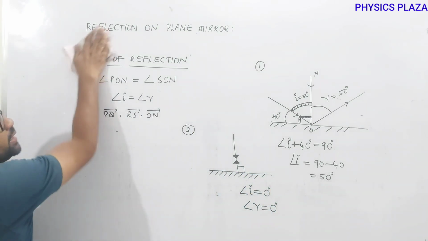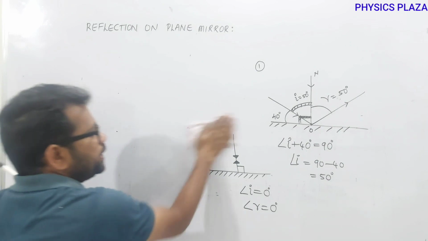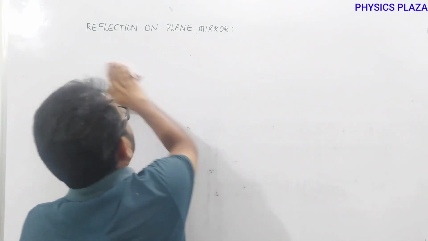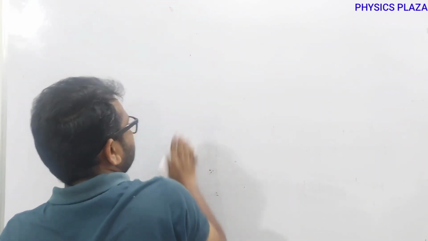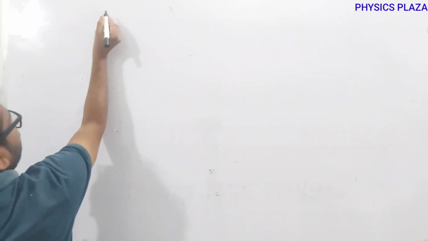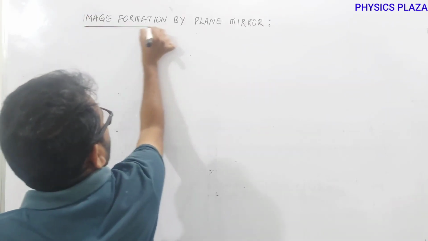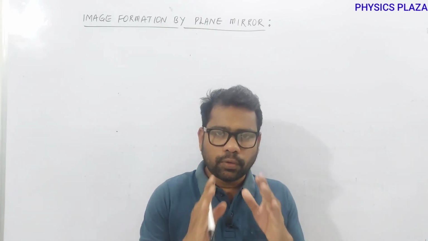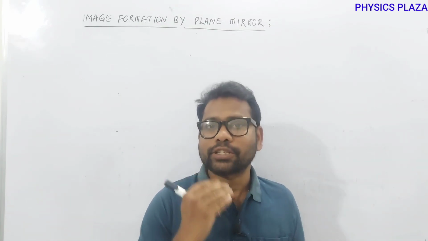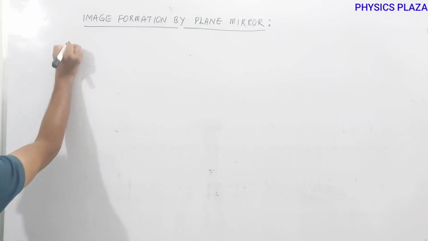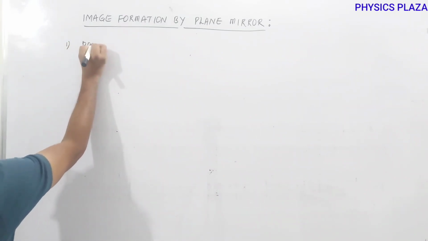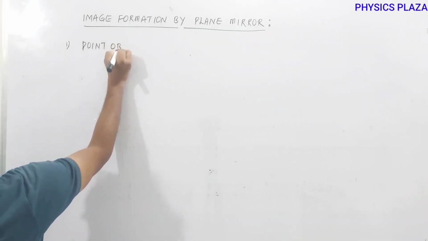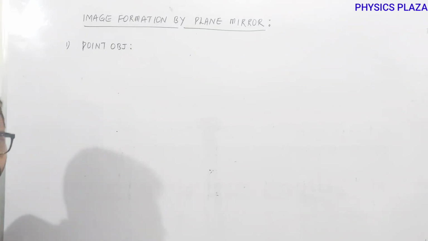Now, children, we will see what are the characteristics of the image formed by a plane mirror. There we can see two cases. So here, image formation by a plane mirror. First we will see for a point object, then we will see an extended object. So first we see for a point object. How the image is going to be formed when a point object is placed in front of a plane mirror.